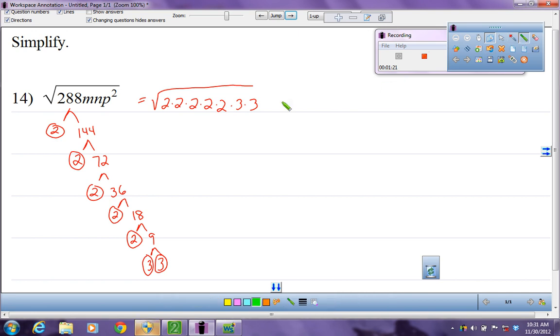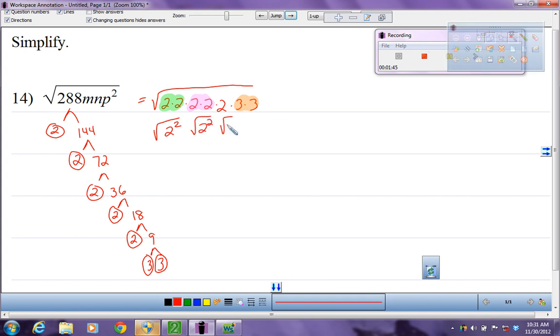And if you get your pairs, here's one pair, right? Here's another pair. That 2 does not have a pair, but the 3's have a pair. And those, you can rewrite them as the square root of 2 squared. This one's also the square root of 2 squared. This one is just by itself. And then this one is the square root of 3 squared.